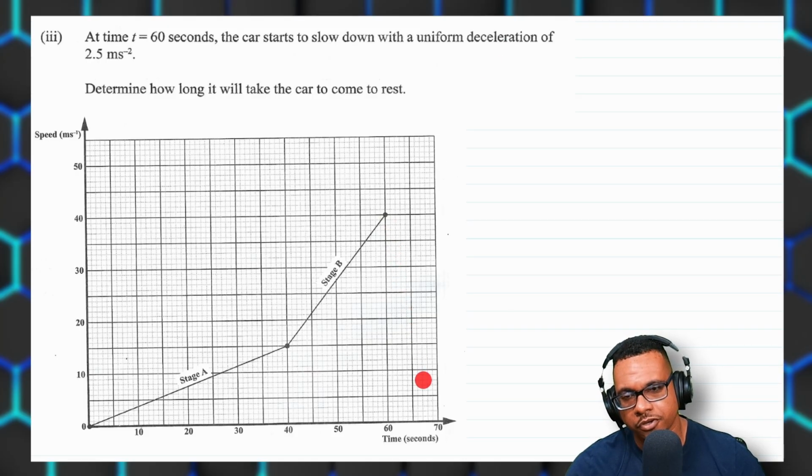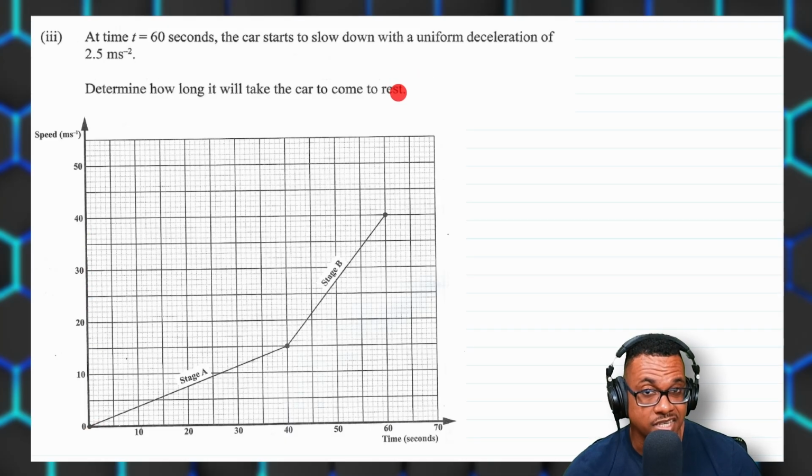So, still working on gradient. Deceleration is just negative acceleration. So, negative gradient, deceleration. All right. So, that means from this point, we will come all the way down to 0. Now, for a time, I would not know where to bring this line down. But for the speed, I know we are starting at 40 and we need to go all the way down to 0. From 40 all the way down to 0 to come to rest. Rest means the speed is 0 meters per second.